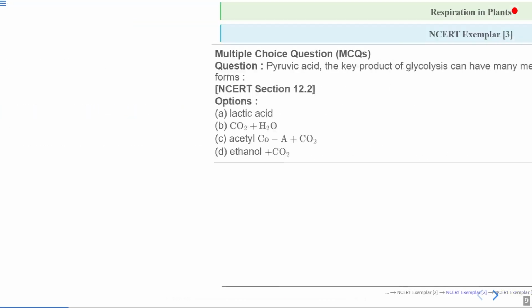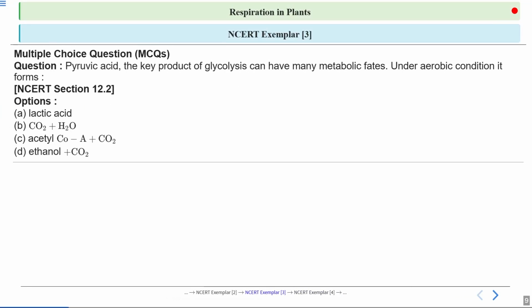Okay. Now let us look at the next question. Pyruvic acid, which is the key product of glycolysis, can have many metabolic fates. Under aerobic condition, it forms. Options are option A lactic acid, option B carbon dioxide and water, option C acetyl coenzyme A plus carbon dioxide, and option D ethanol plus carbon dioxide.